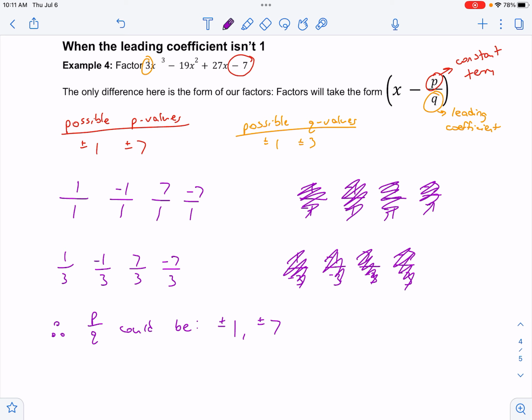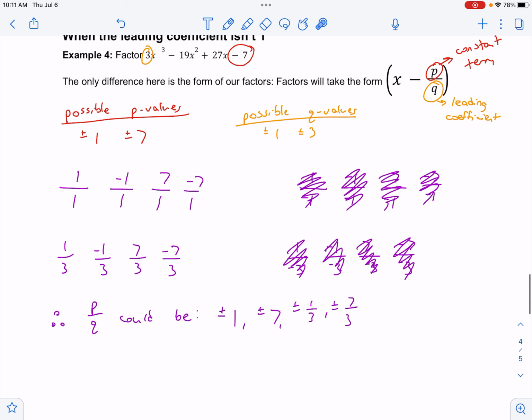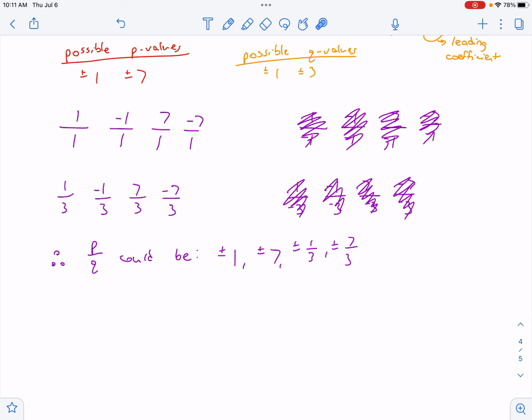In terms of fractions, it could be 1 over 3, again, both positive or negative. Or it could be 7 over 3, again, both positive or negative. So at the end of the day, we have 8 total options. 2 are whole numbers, 2 are fractions that we have to deal with.